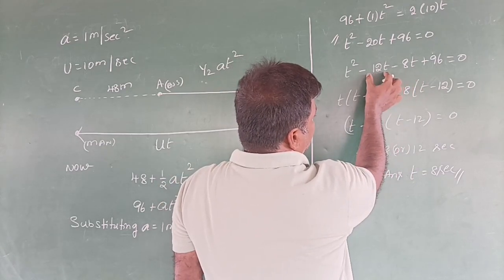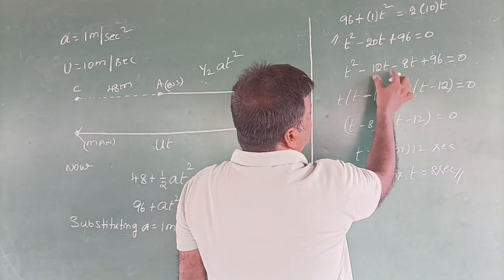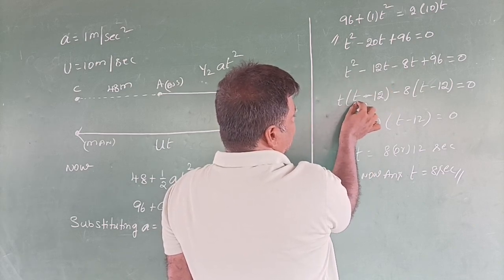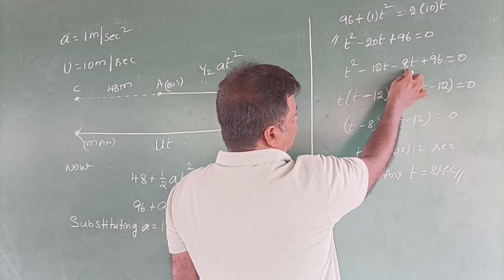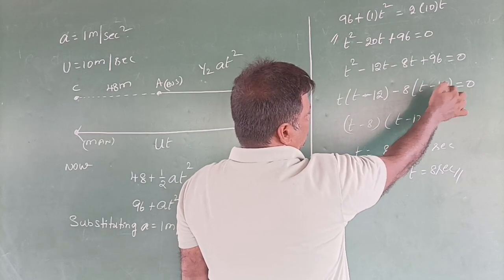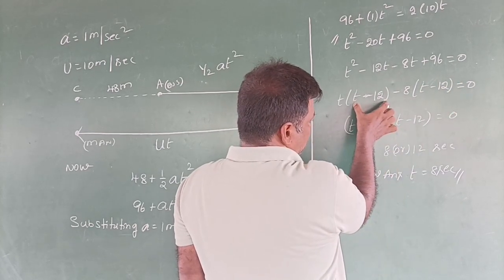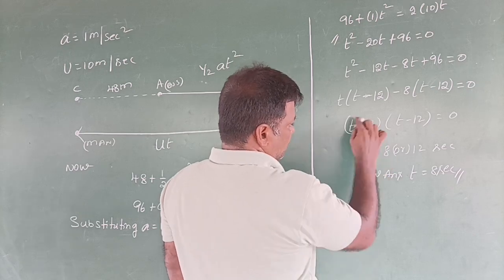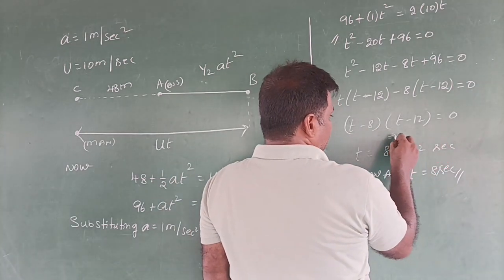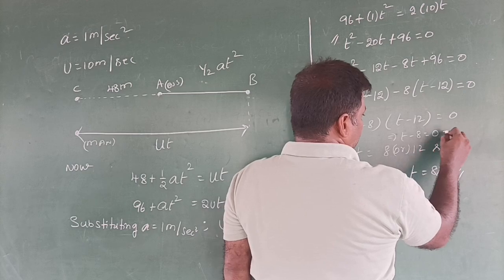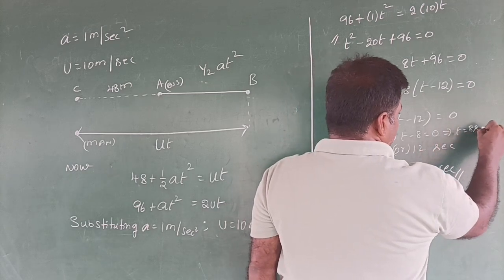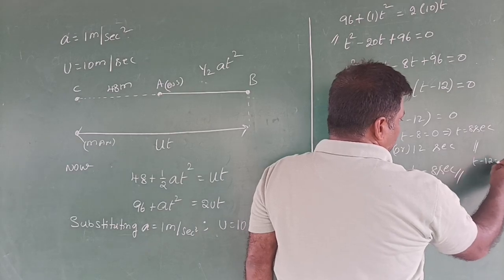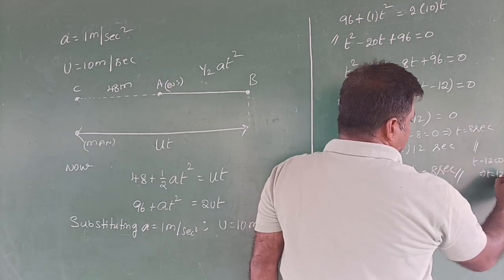Look, 12t minus 80, how much is it? 20t once again. Now take t as common in this. Now you will get t minus 12 remains here, minus 8 as common, then t minus 12 you will get. Just t minus 12 is common, then t minus 8 will remain here. From this I will write here: t minus 8 is equal to 0 implies t is equal to 8 seconds. Similarly, t minus 12 is equal to 0 implies t is equal to 12 seconds.